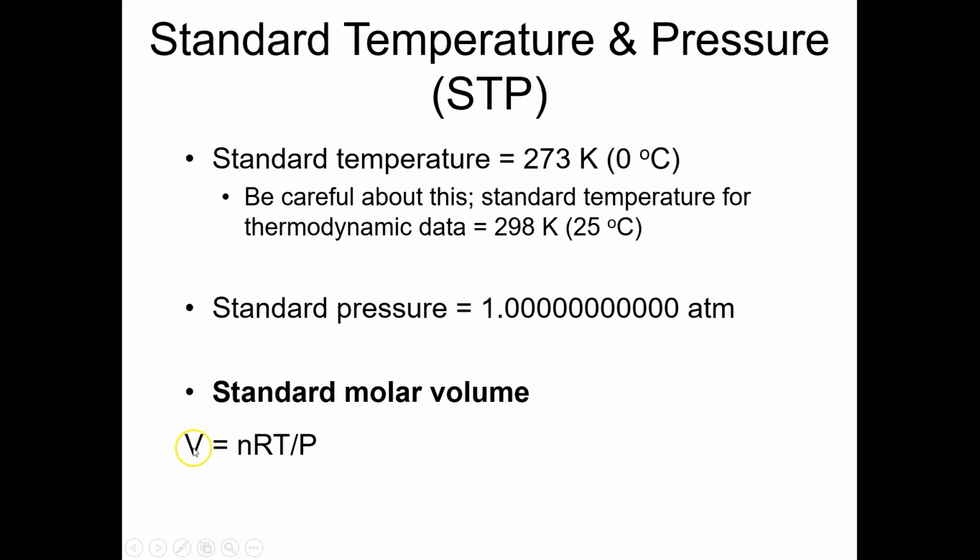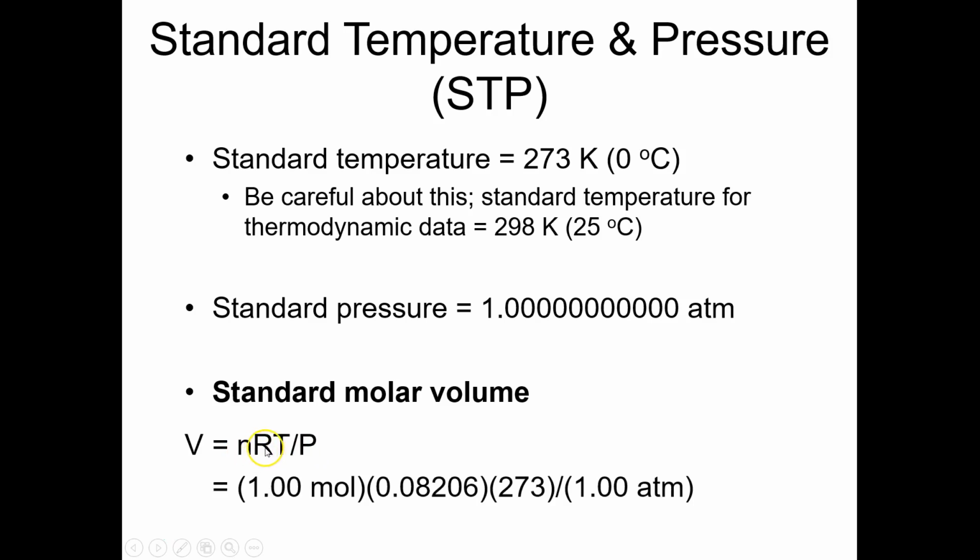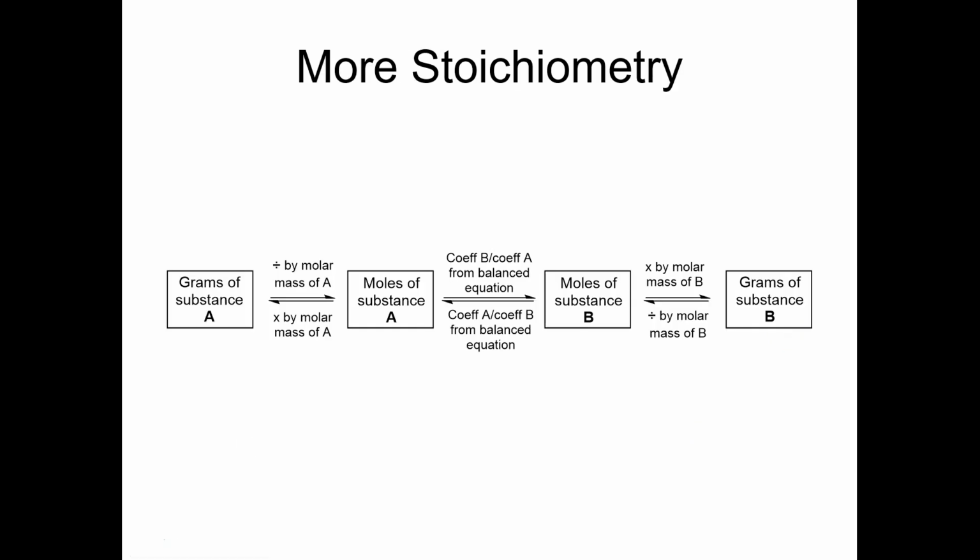Well, by rearranging the ideal gas equation, volume is equal to nRT over P. We're saying that n is equal to 1 mole, R is 0.08206, temperature is standard temperature, which is 273 Kelvin. Pressure is standard pressure, which is 1 atmosphere. That is 22.4 liters. So a mole of any gas at standard temperature and pressure is going to occupy 22.4 liters.